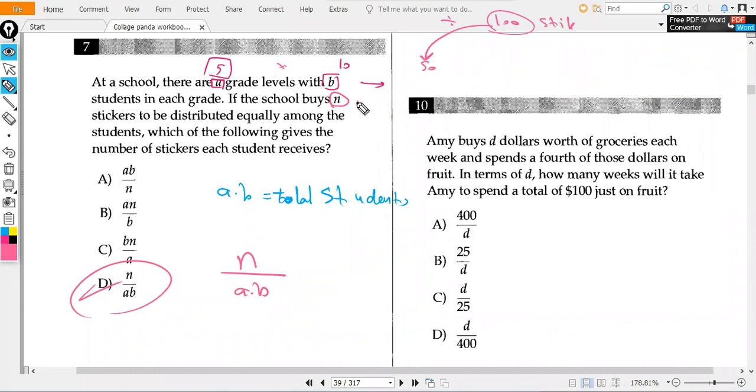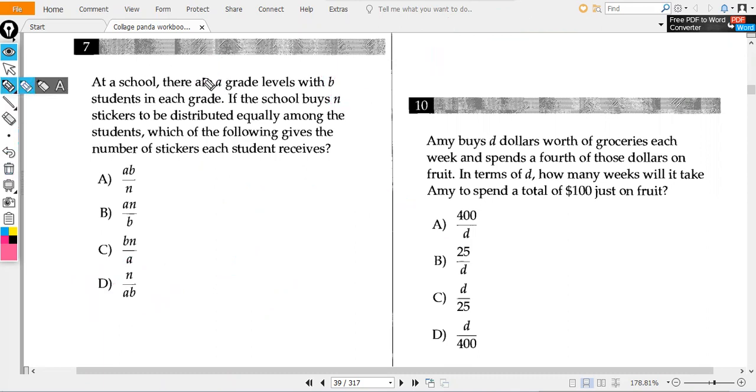Okay? Any question? Okay. Sorry, can you repeat it? Okay, we can repeat. If we have 5 levels, and each level contains 10 students, how many students do we have? 50. Good. If we have 100 stickers, how many stickers will each student receive?